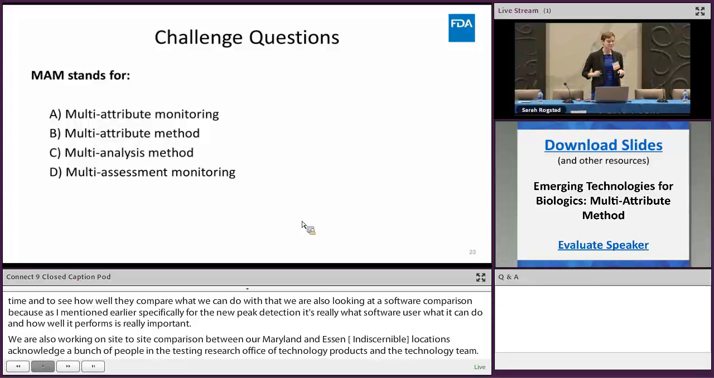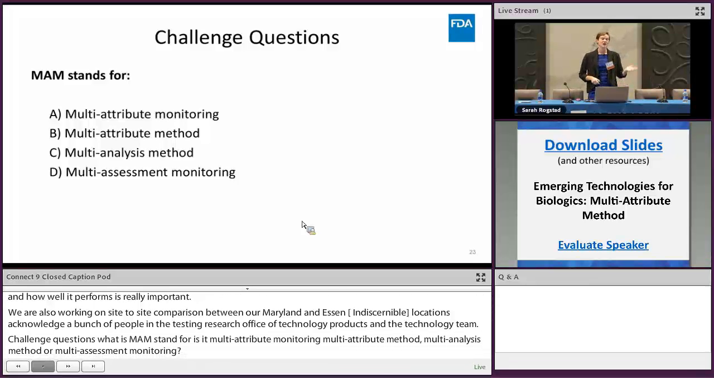B is correct. I threw in A just kind of to trick people because there is another method that's very similar that people are proposing that takes out the new peak detection portion and just focuses on the monitoring. And that can use a lower resolution instrument.